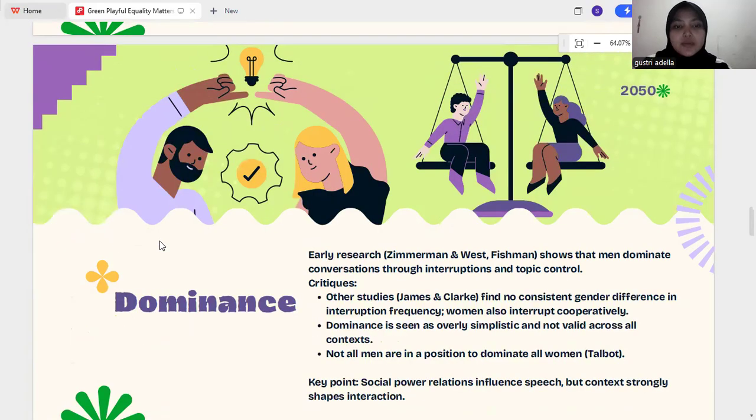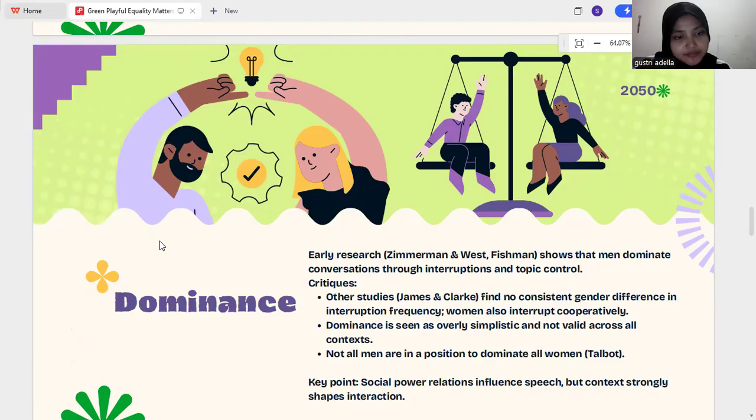The next is dominance. Early researchers, Zimmerman and West and Fishman, show that men dominate conversations through interruption and topic control. For the critics, first, other studies by James and Clark find no consistent gender difference in interruption frequency, but women also interrupt cooperatively.